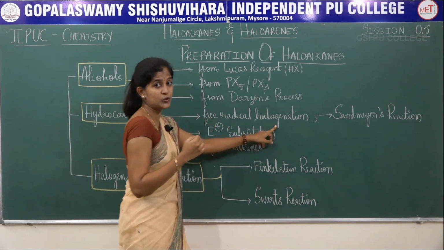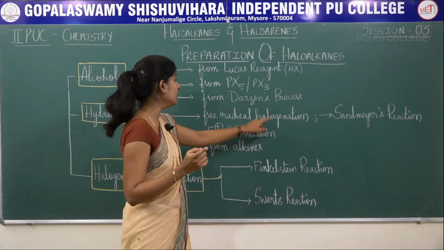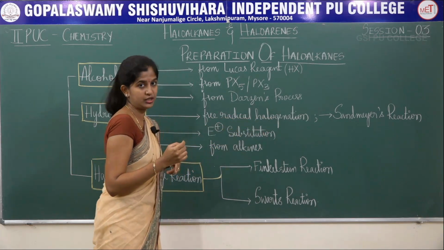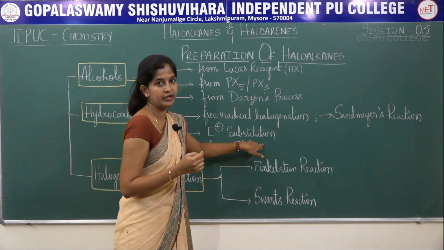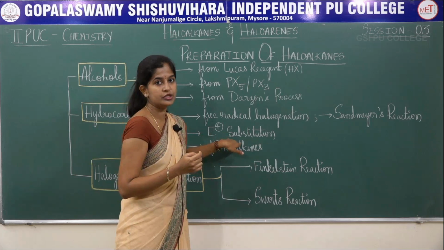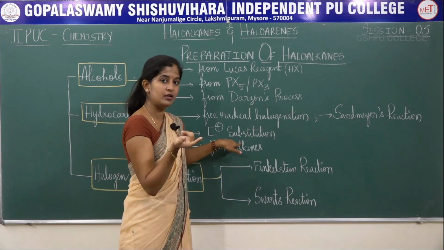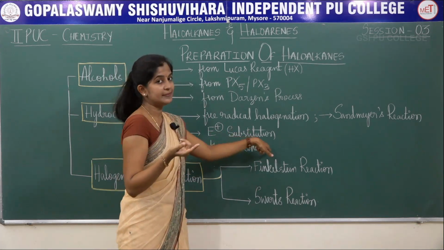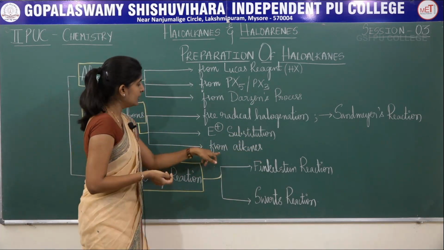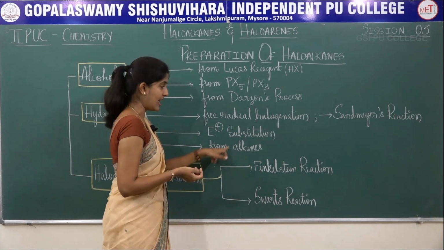It is present in your first PUC also. In the Hydrocarbons chapter, free radical halogenation, that is, electrophilic substitution reaction, is there. This is halogenation, so electrophilic substitution reaction. This is in the first year. Next, from alkenes.